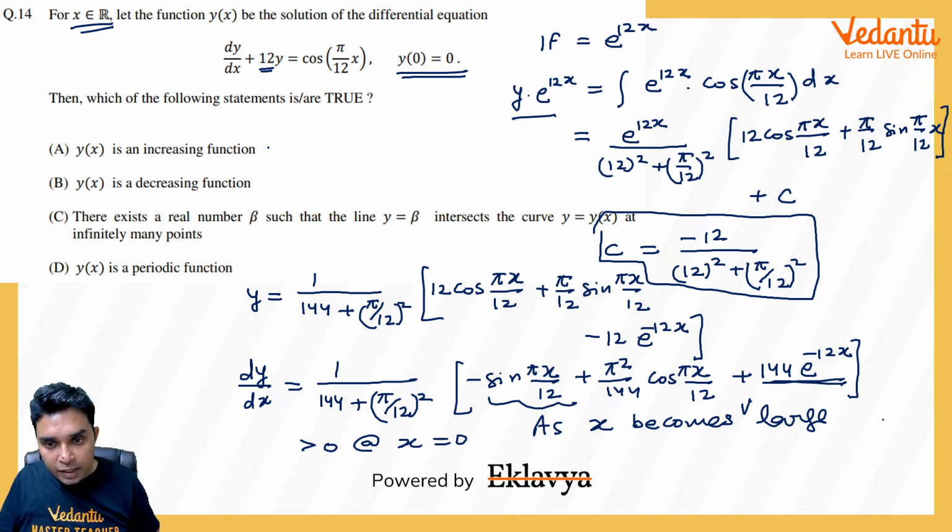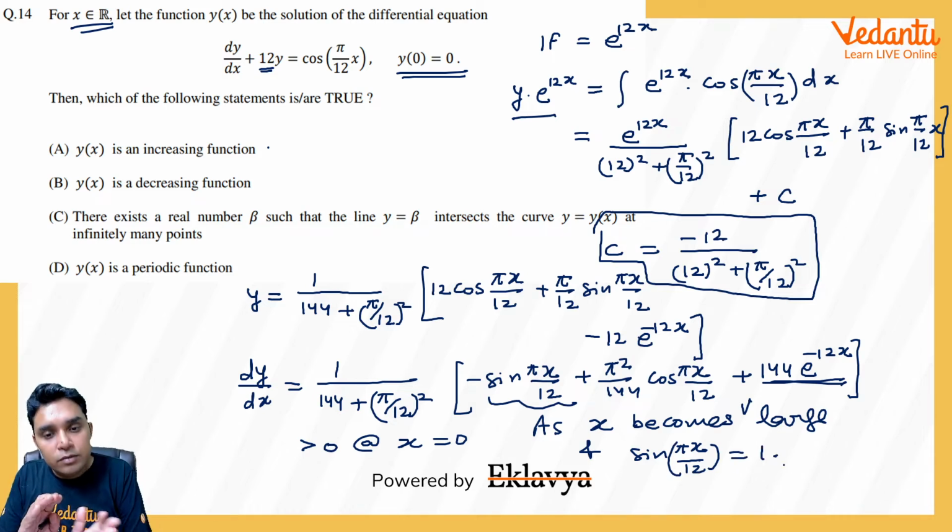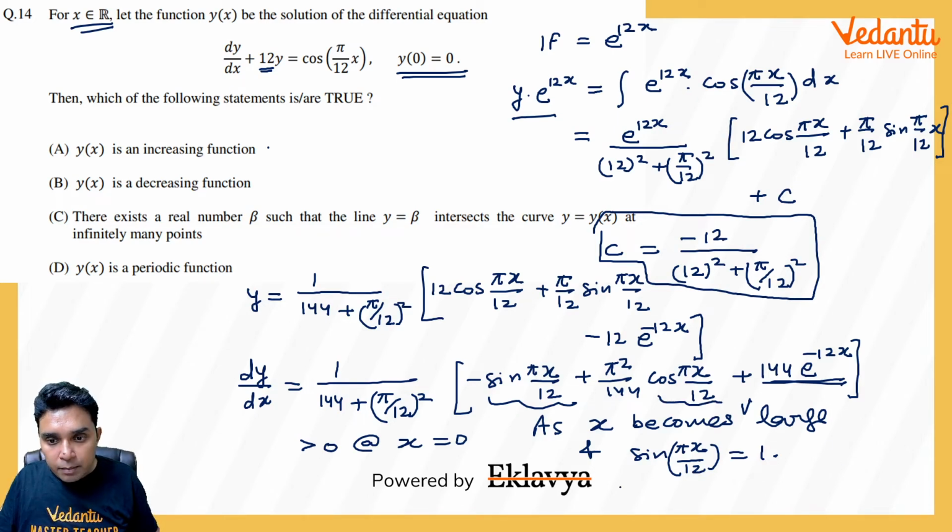As x becomes very large, and because sine pi x by 12 and cos pi x by 12 are defined for all x belonging to R, and they keep on moving between 1 and -1, even when x becomes very large I can take sine of pi x by 12 as equal to 1, or maybe some large value. Okay, so that it becomes negative.